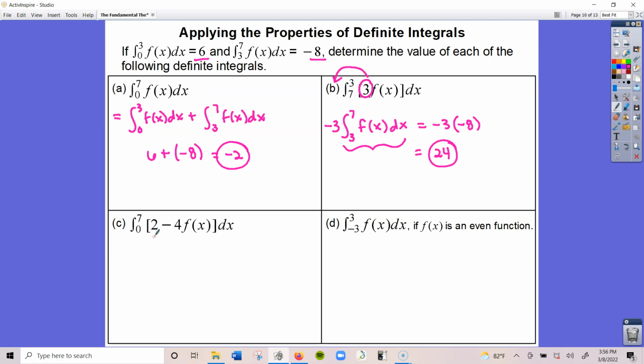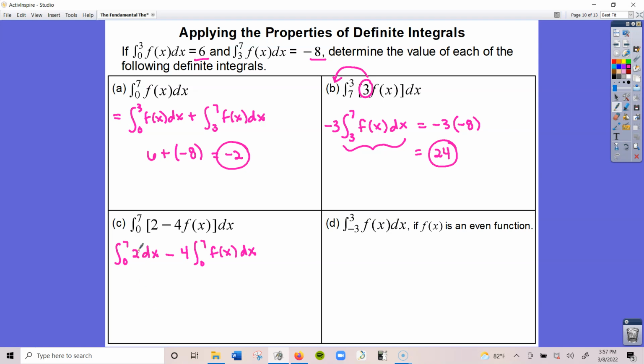Now over here we have a bit of a combo. We have here this 2 minus 4 f of x, and we want to integrate from 0 to 7. Now these are two separate functions because this 2, we don't have anything here that includes a 2. So what I'm going to do is I'm going to separate this integral. So this is the integral from 0 to 7 of 2 dx minus, and this 4 I can move to the outside, the integral from 0 to 7 of f of x dx. Like that, it allows me to evaluate what this is, and then this I actually already found up here.